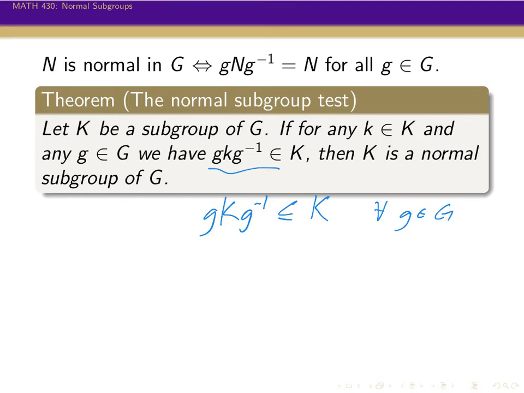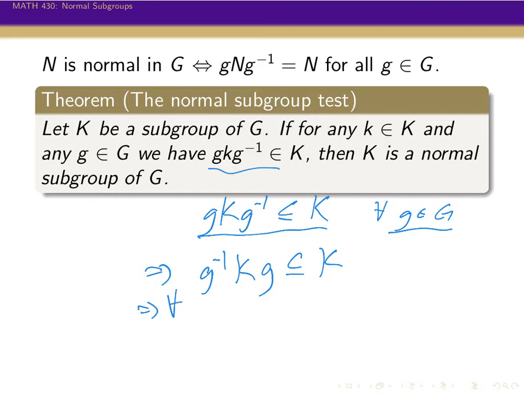So if this holds true for any g and g, then that means that g inverse kg gives you an element of K. And so this means that for any k1 in K, you have that g inverse k1 g is inside of K.